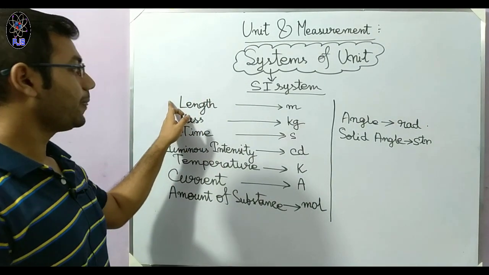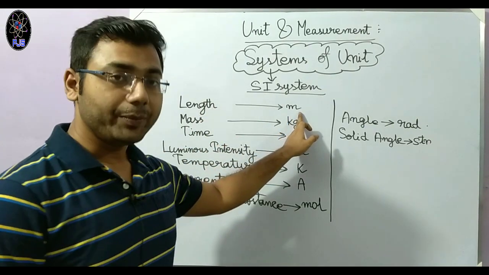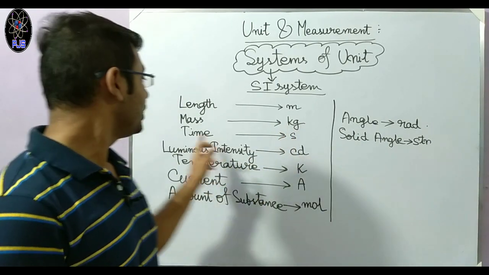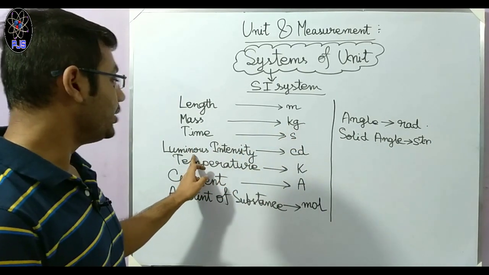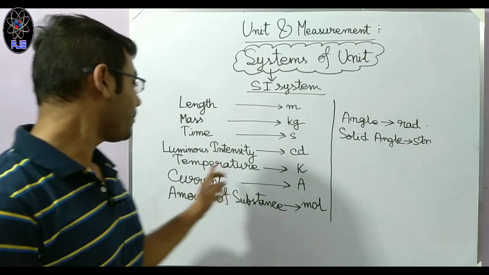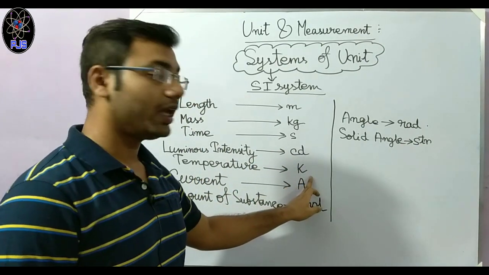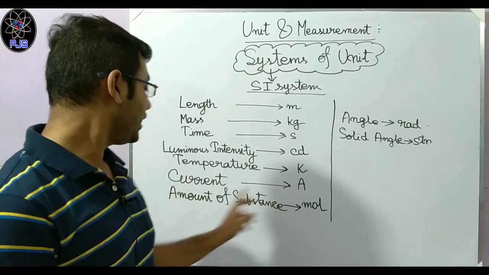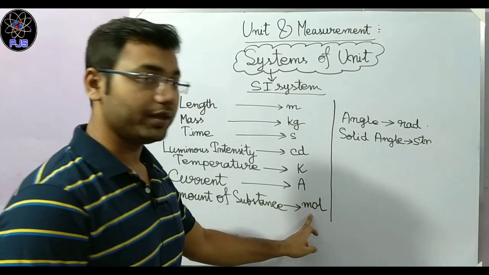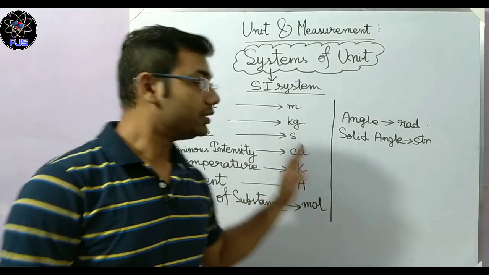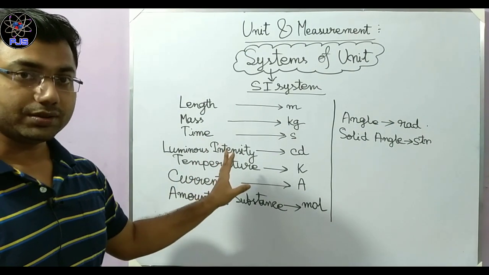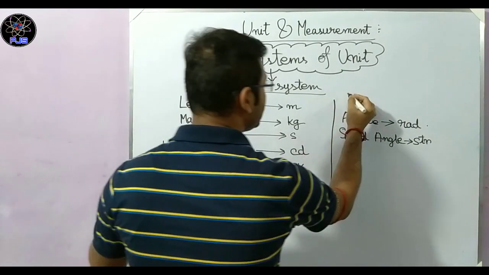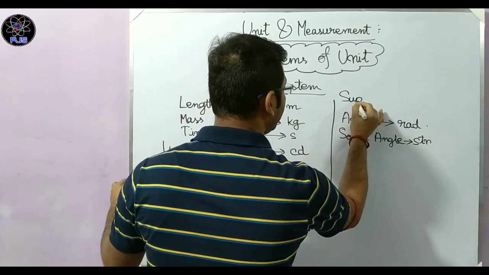Here, for length the unit is meter and is denoted by small m. For mass the unit is kg. For time the unit is second. For luminous intensity the unit is candela. For temperature the unit is Kelvin, capital K. For current, ampere, capital A. For amount of substance, mole, MOL. These are fundamental basic units, and after that there are two more fundamental units, also known as supplementary units.